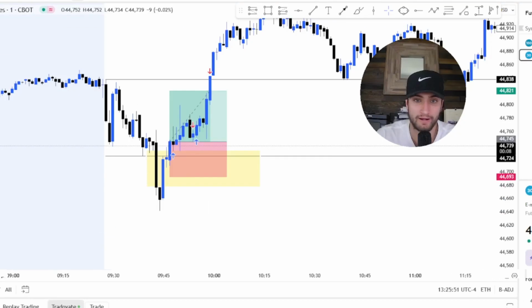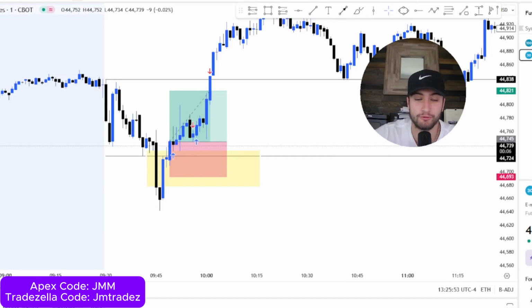All right, guys, so I first want to start off by showing you the trade I actually took today using this exact strategy. Okay, I call this strategy the 15-minute ORB mixed with an imbalance entry.